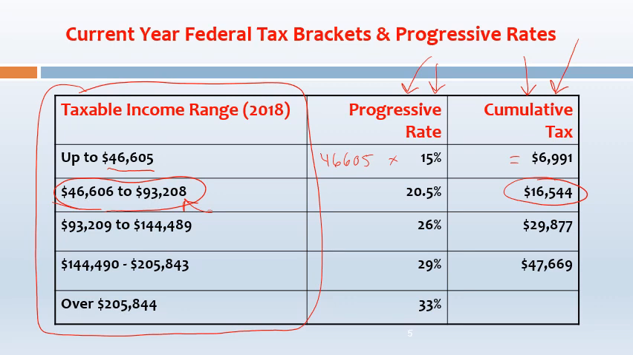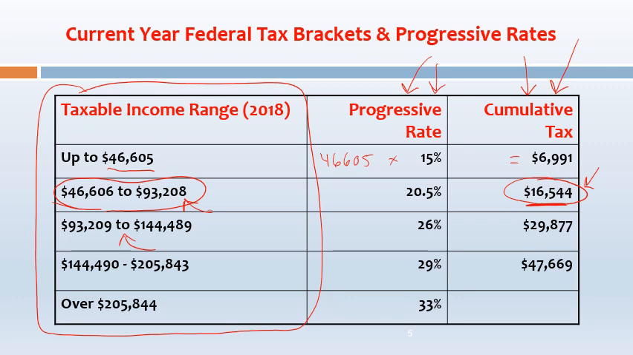$16,554 is the amount of federal taxes that would be paid if you had earned $93,208. You fill up the first bracket, and then you fill up the second bracket. Now, if you earn, let's say, $100,000, you'd be falling into this bracket. So what you would have, in terms of federal taxes payable, is $16,544 over here, plus 26% of any difference between 93,209 and 100,000, for example.